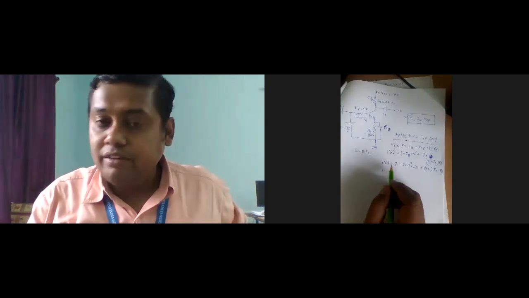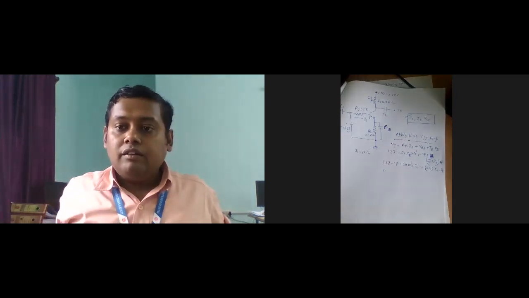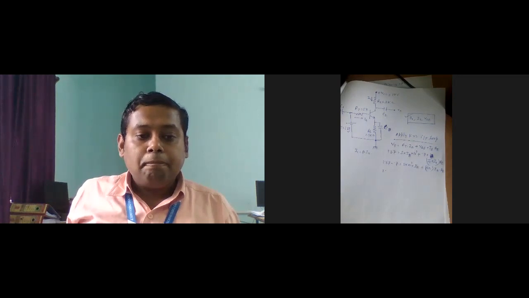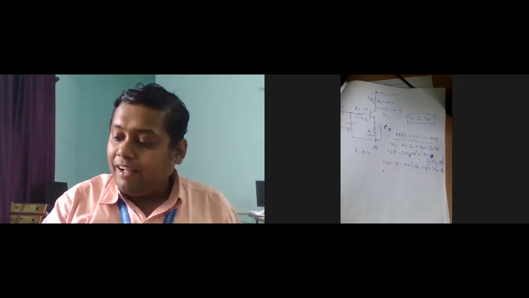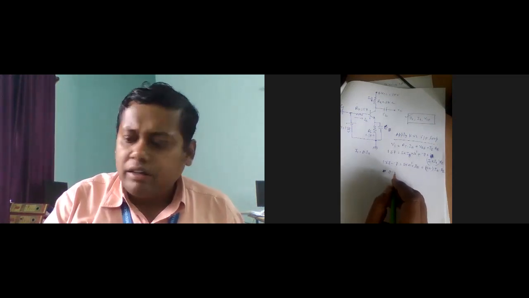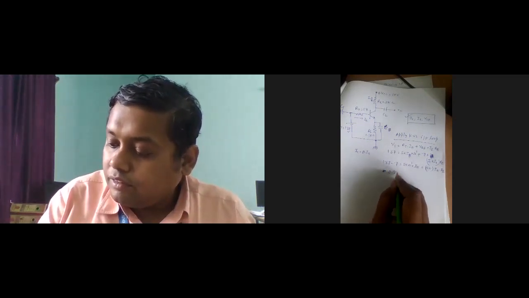1.67 minus 0.7, इसका value कितना आ रहा है बोलो? What is the value of 1.67 minus 0.7? 0.97. अरे तो सिंपल है, बोलो ना कितना? 0.97.